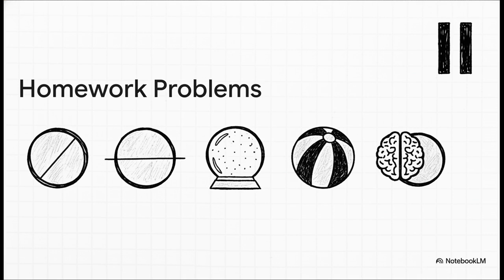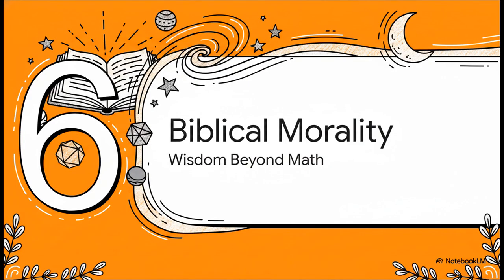Third, a snow globe with a 5-inch radius. Fourth, a beach ball with an 18-inch diameter. And fifth, a real brain teaser for you. If a sphere has a volume of 904.32 cubic centimeters, can you work backward to find the radius? I want you to go ahead and pause this explainer right now and copy these 5 problems down into your notebook. Finally, Section 6, Education with Biblical Morality, Wisdom Beyond Math.